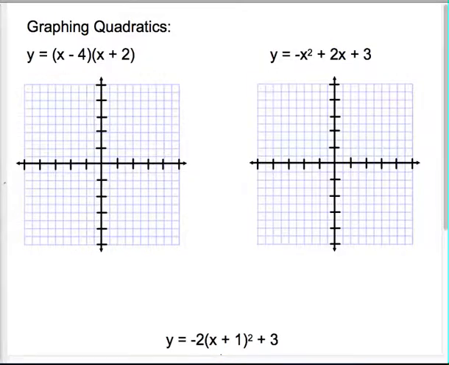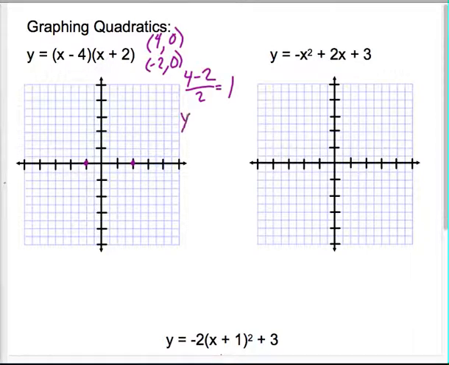All right, last slide, looking at the quadratics. So we start with factored form. So my x-intercepts, because they're in the factored form, are +4, 0, and -2, 0. To find the vertex, I take the average of my intercepts. So in this case, my axis of symmetry will be x equals 1.